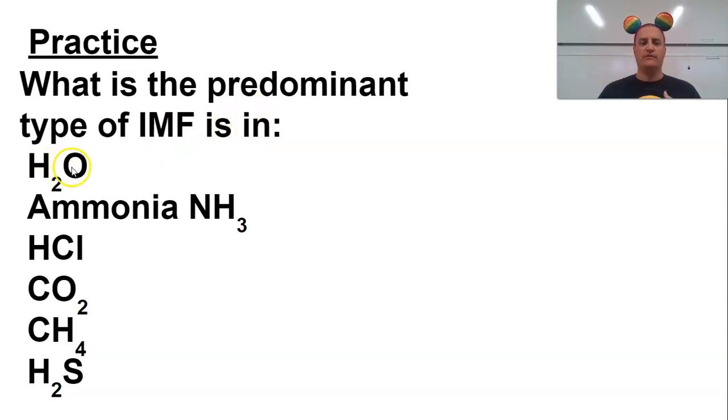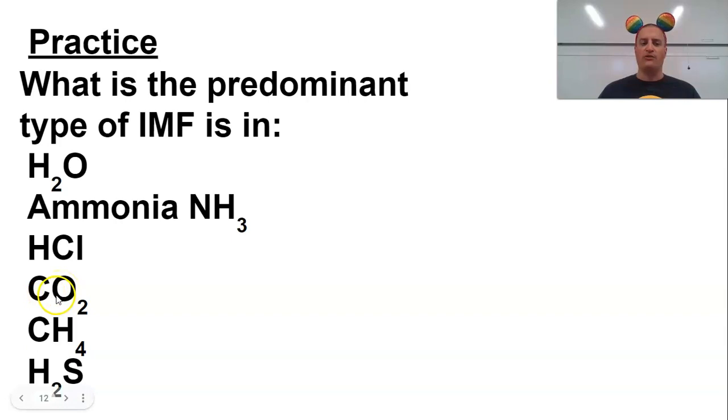So just as a little practice example, when we say predominant, it's like, what's the major factor? H2O: we've got oxygen bonded to a hydrogen. That is going to be hydrogen bonding. Ammonia, NH3, nitrogen bonded to hydrogen, also going to be hydrogen bonding. H bonded to Cl: those are different elements with different electronegativities, so that would be polar. Carbon bonded to oxygen: you might just go, well, those are different elements, that's got to be polar too.